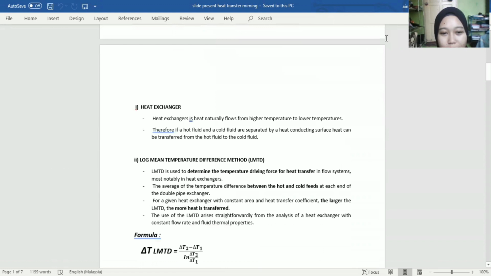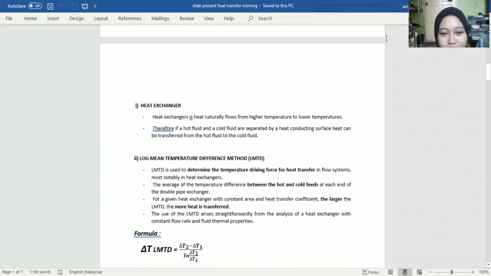Saya nak cerita tentang heat exchanger. Heat naturally flows from high temperature to lower temperature. Therefore, if a hot fluid and a cool fluid are separated by a heat conducting surface, heat can be transferred from the hot fluid to the cool fluid.